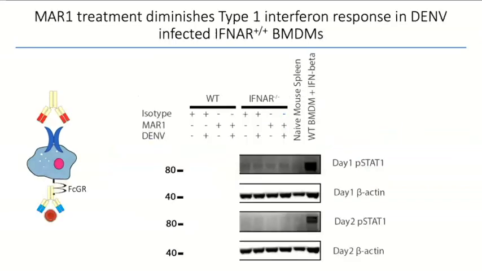Previously, I showed you that MAR1 was able to block STAT1 phosphorylation induced by a short stimulation of pure murine type 1 interferon. I also wanted to examine the ability of MAR1 to inhibit the interferon response to dengue virus infection. Again, you can see that IFNAR-deficient bone marrow-derived macrophages show no phosphorylation of STAT1 at day 1 and day 2 post-infection. In contrast, at day 1 post-infection, wild-type BMDMs exhibited strong STAT1 phosphorylation when treated with isotype, and this phosphorylation could be markedly reduced by MAR1 treatment.